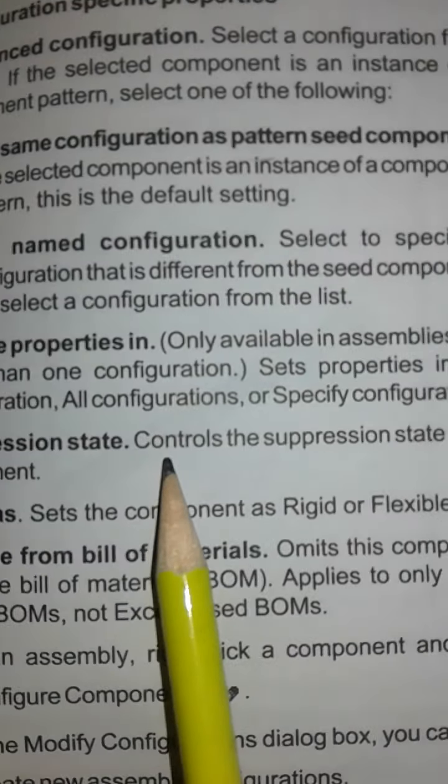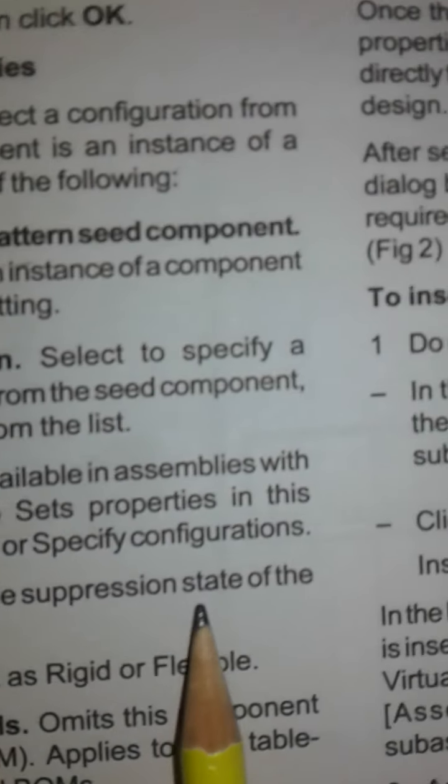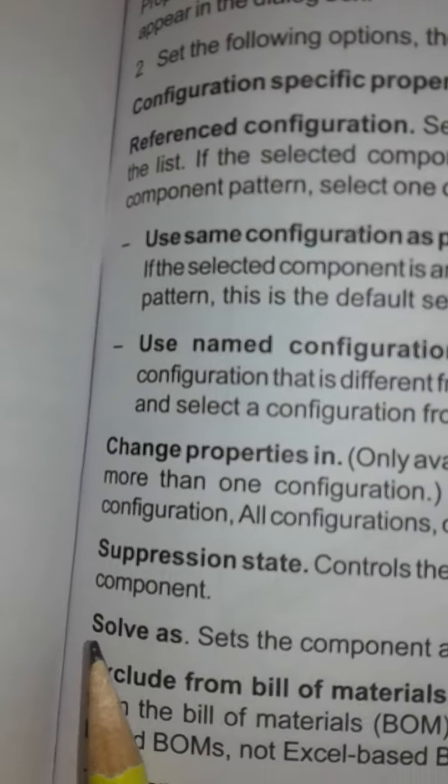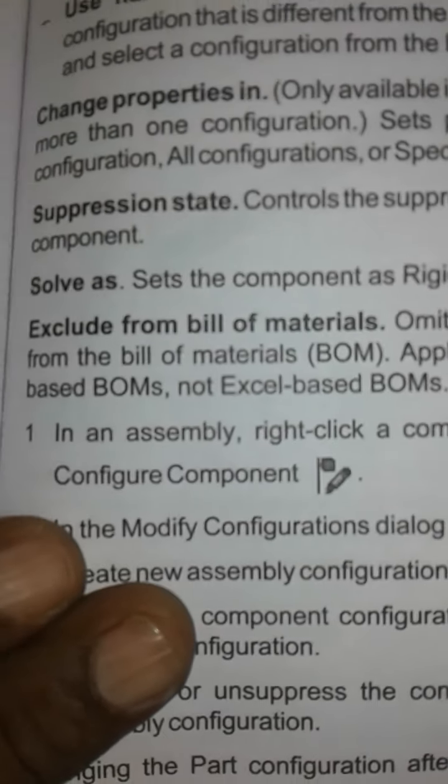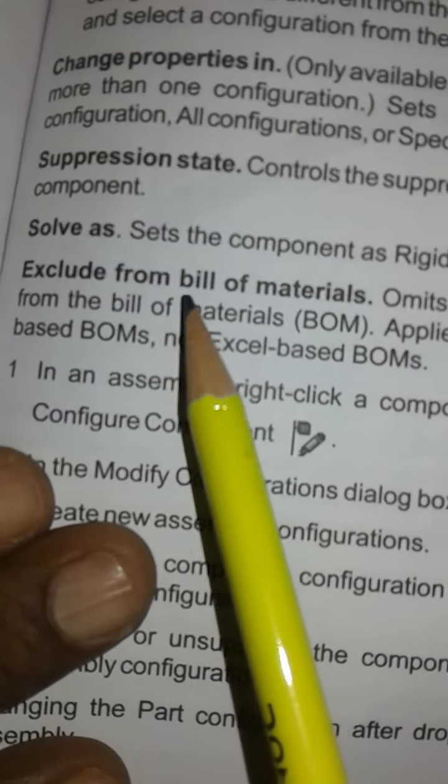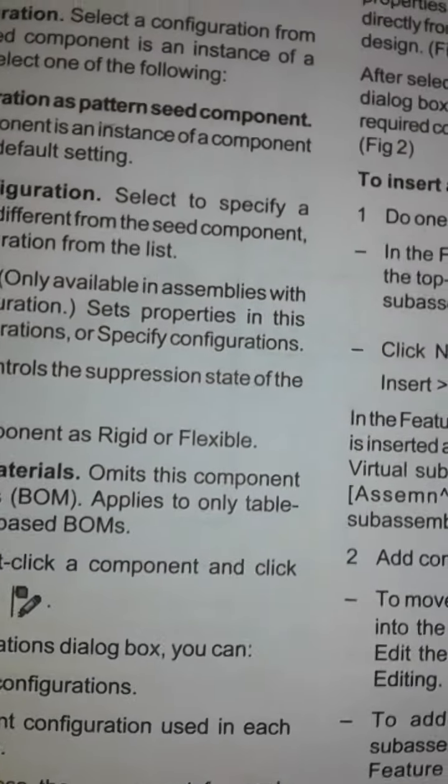Suppression state controls the suppression state of the component. Solve as sets the component as rigid or flexible. Exclude from bill of materials: omit this component from the bill of materials.